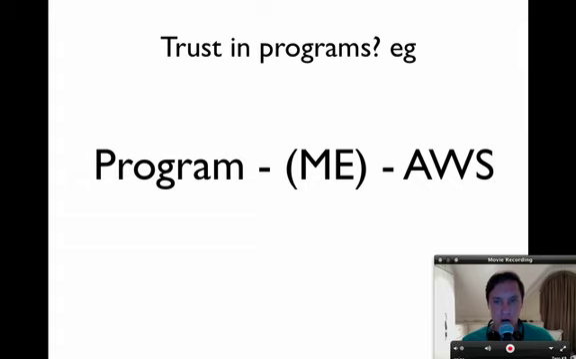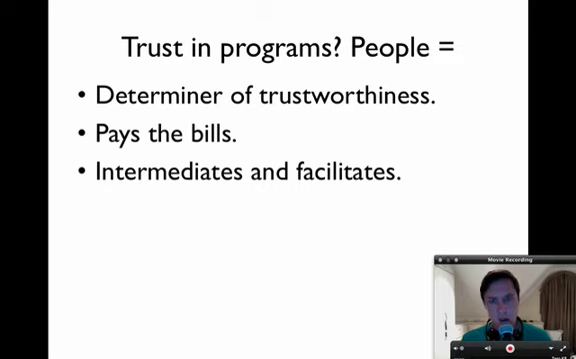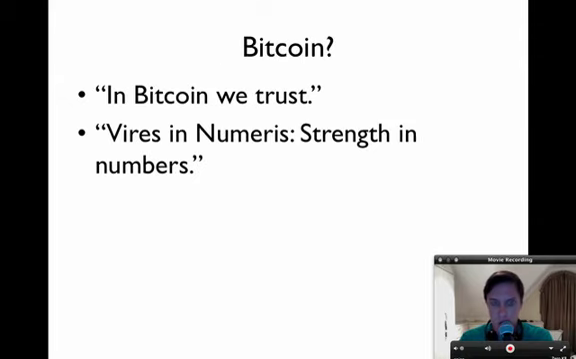I am the determiner of trust. I look at Amazon and say they won't disappear with my money. They won't disappear with the money or the files or whatever. So I am the person in this process of two programs interacting with each other who is the determiner of trust. So if you look at it this way, programs working with each other still rely on people in this process. Like I said previously, people are the determiners of trustworthiness. And the other thing is, people also pay the bills. We have the credit cards, we have the bank accounts, and that's how it's always been. At the end of the day, in order for programs to interact with each other in a way that currently works, people fulfill a role as intermediaries and facilitators.